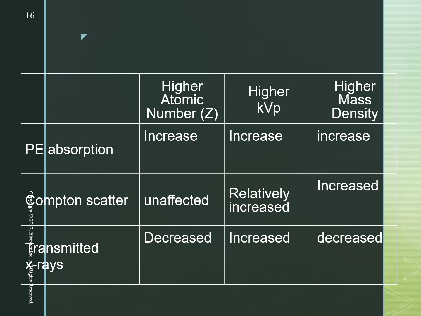And then higher mass density. This is just how compact the cells or the atoms of the body part are. If I have a high mass density, I have more photoelectric interactions, more Compton scatter, and less transmission, because those increased numbers of atoms are going to cause an increased probability that a photon is going to run into something.